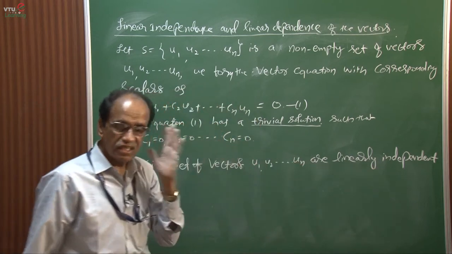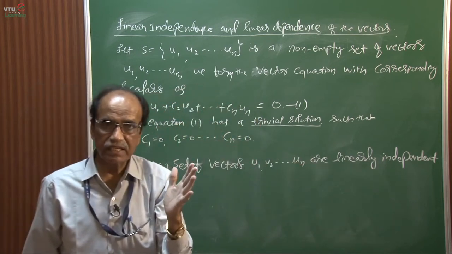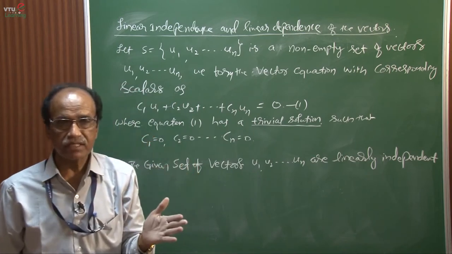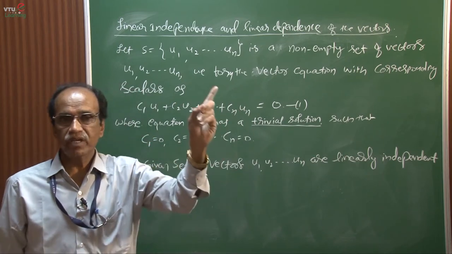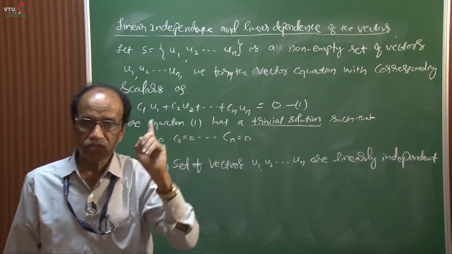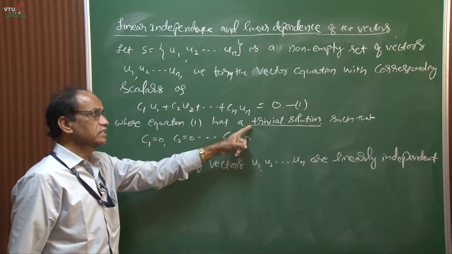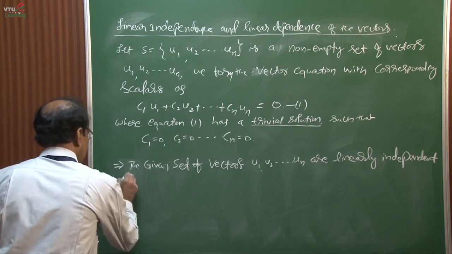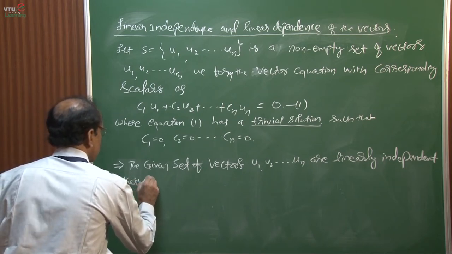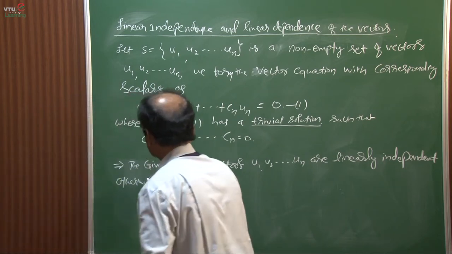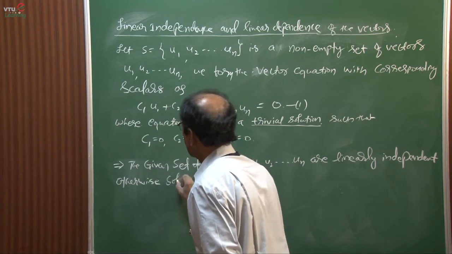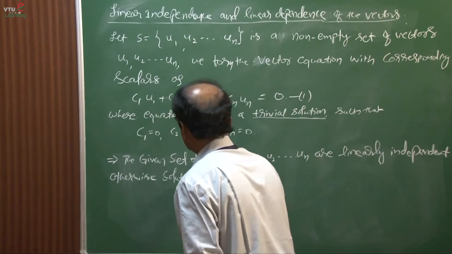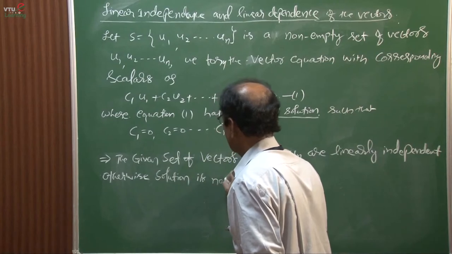To say that the given set of vectors is linearly independent, we claim that all the scalars must take the value 0. Therefore, it is called the trivial solution. Otherwise, the solution is not trivial. That's all.